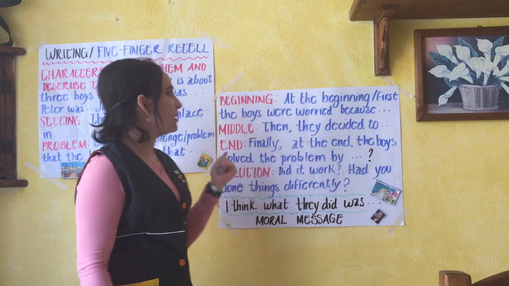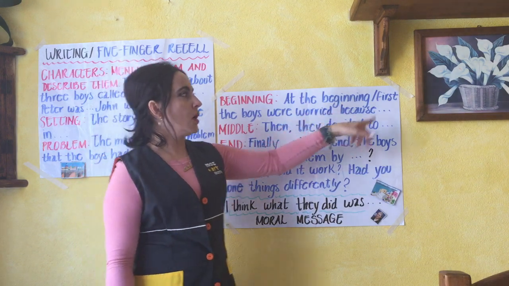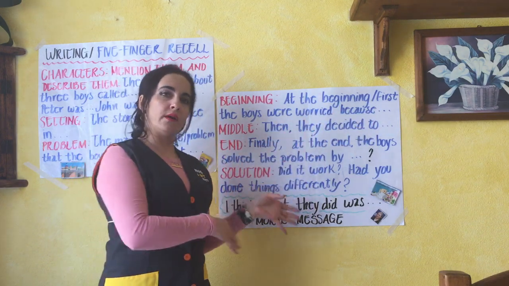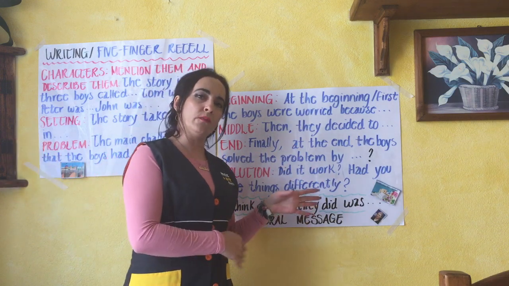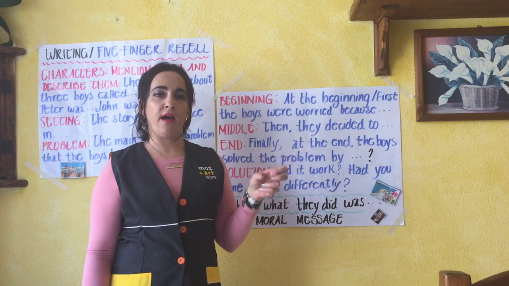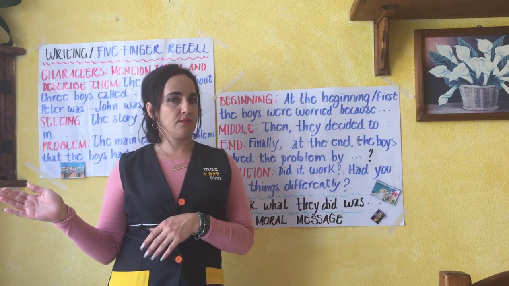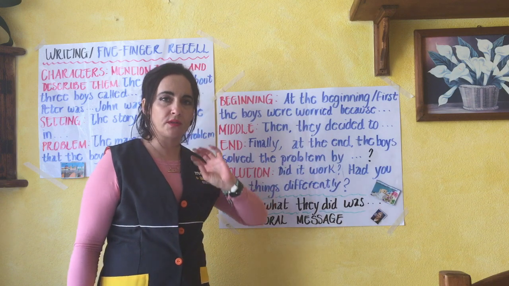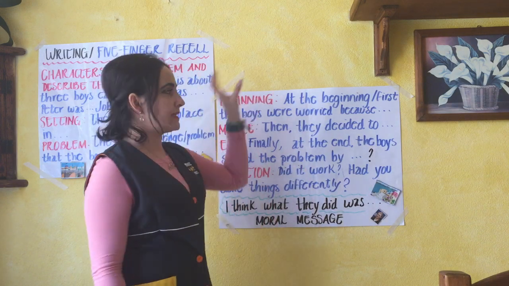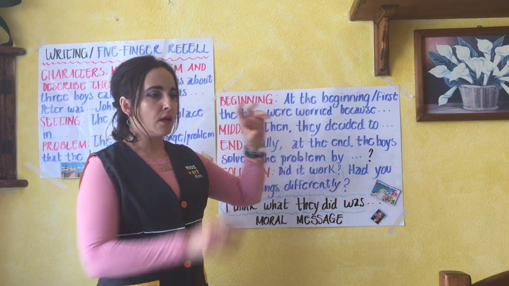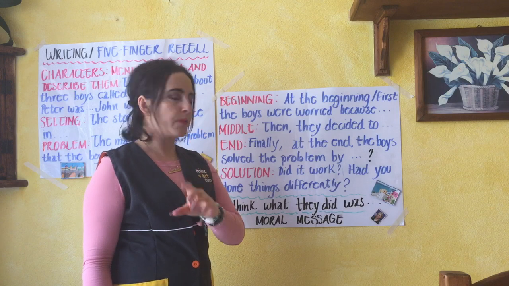At the beginning, you have to use words like at the beginning or first. There were three little boys. These three little boys were going to school. And then they found a notebook that belonged to another classmate. And you begin to introduce the story. Which words do you have to use? You have to use at the beginning of the story, comma, you put the information, and then you continue describing.